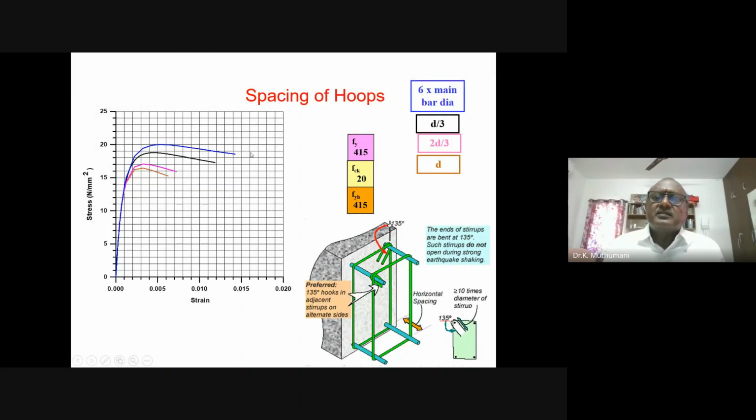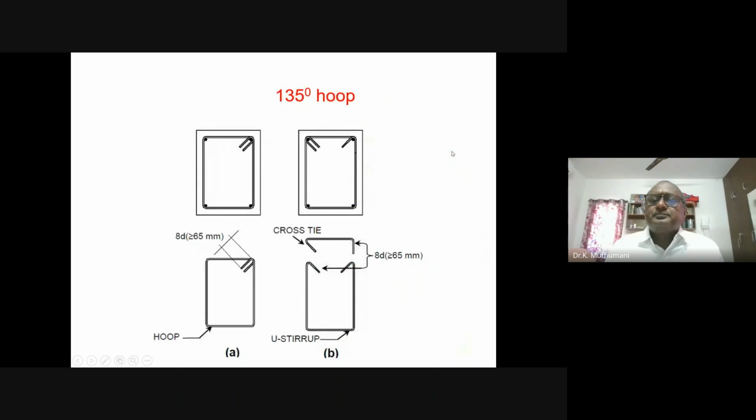So one of the important points to get this kind of higher ductility is the spacing of hoops. So you are going to design a shear stirrup. Whatever spacing you got through the IS 456 formula, whatever formula you are using, in addition to that, please follow this also. So for example, D by 3, that is the way I want you to note this.